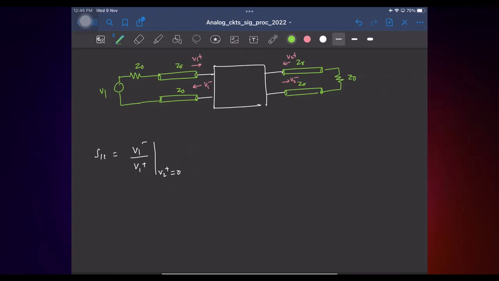Fine. Because if you launch an input, this is going to launch some wave in this direction, and I don't want that to come back. This guy is V2 plus. If V2 plus must be 0, this guy must be Z0, right? So basically this is V1 minus by V1 plus when V2 plus is 0, or I can just say when I put Z0 at port 2. If you think about it, it just says what is the fraction of the incident voltage at port 1 that gets reflected back.